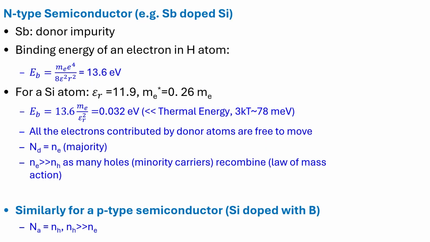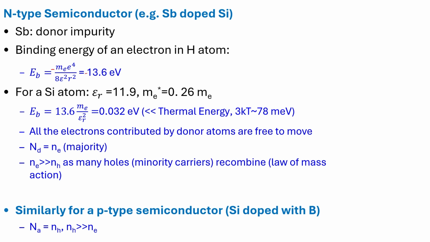So basically we can explain this in the form of energetics. Let's take the example of an n type semiconductor, which is antimony doped silicon. Antimony is a donor impurity. We know that the binding energy of an electron, for example, in a hydrogen atom is given as Eb equals minus me to the power 4 over 8 epsilon square h square, which is basically minus 13.6 eV.